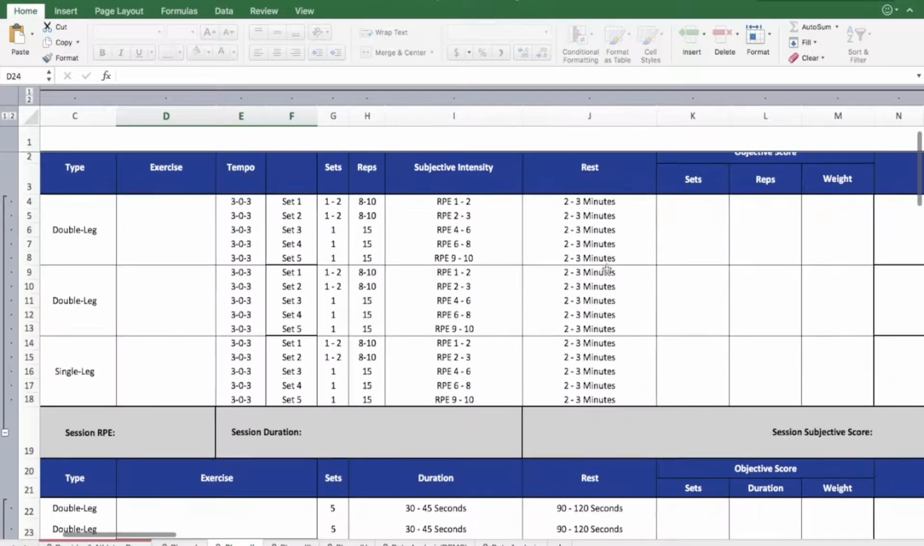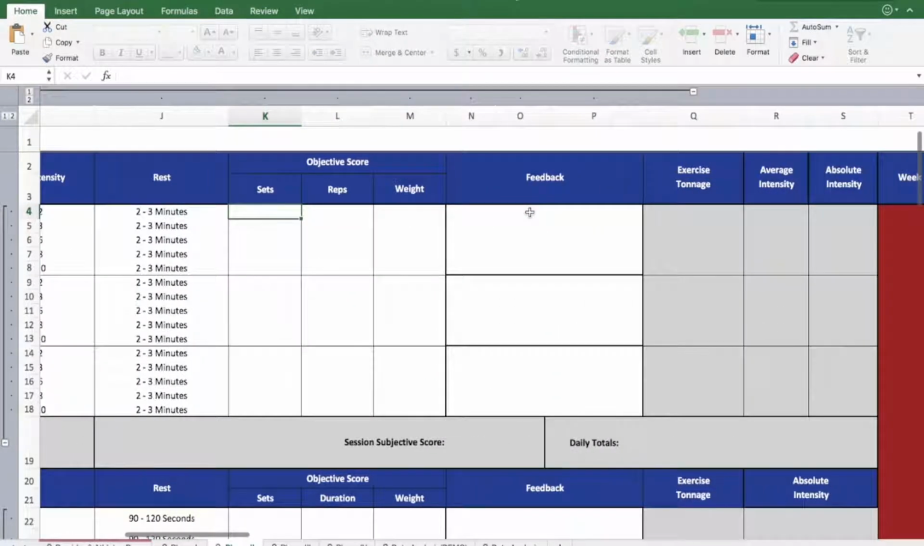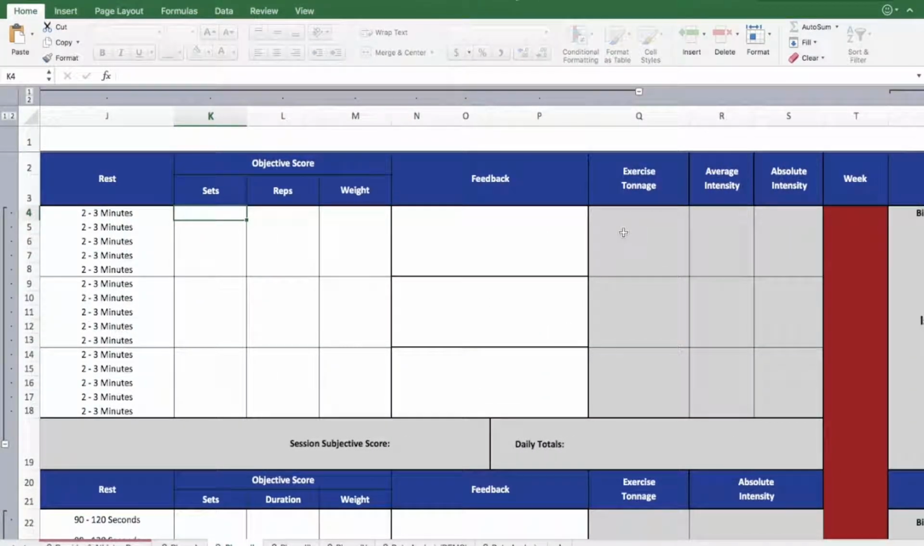Now if we scroll over to the right, we can find our objective score, which is the number of sets we've completed, the number of reps, and what weight we've utilized. When we input the sets, the reps, and the weight, then scrolling over to the right, a column called exercise tonnage is going to populate.